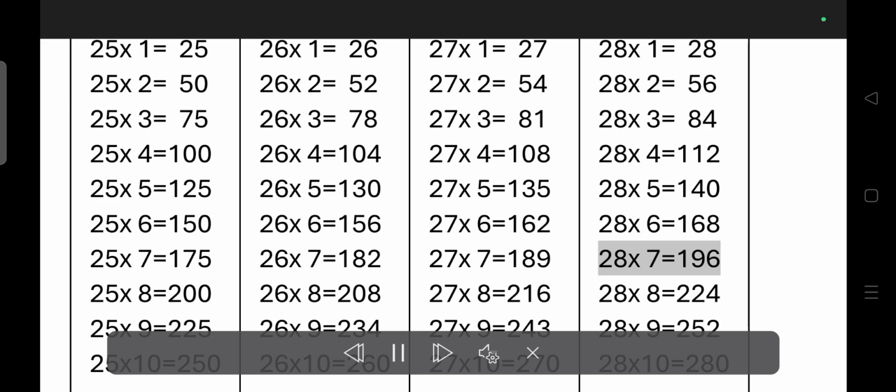28 times 6 is equal to 168. 28 times 7 is equal to 196. 28 times 8 is equal to 224. 28 times 9 is equal to 252. 28 times 10 is equal to 280.